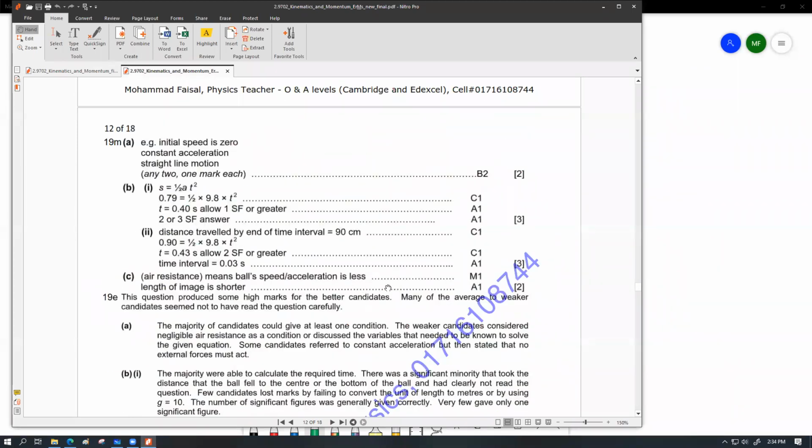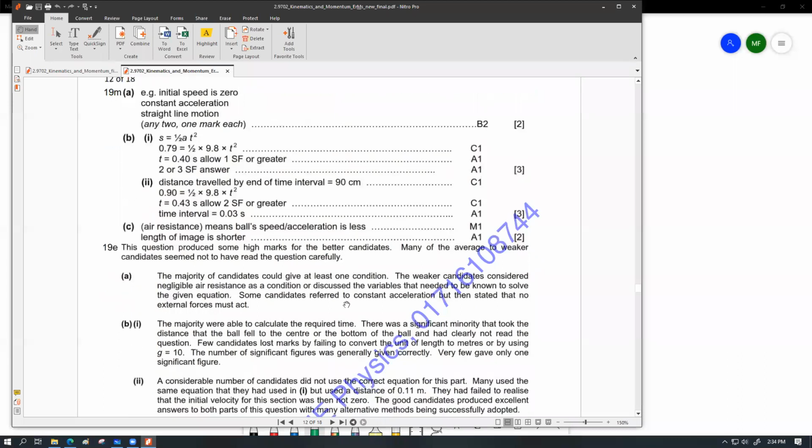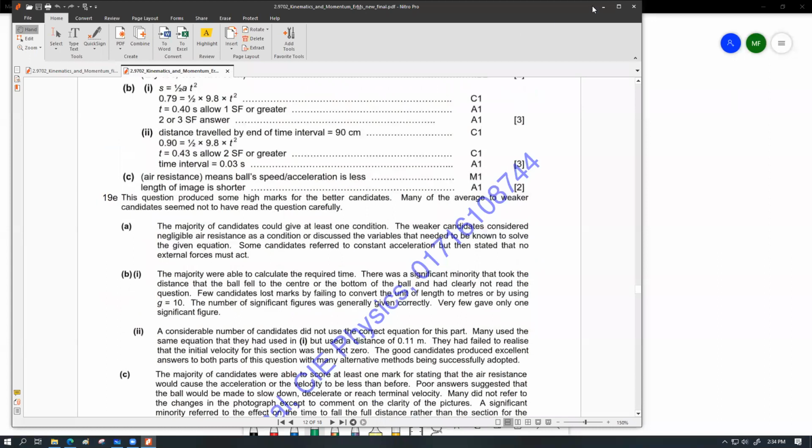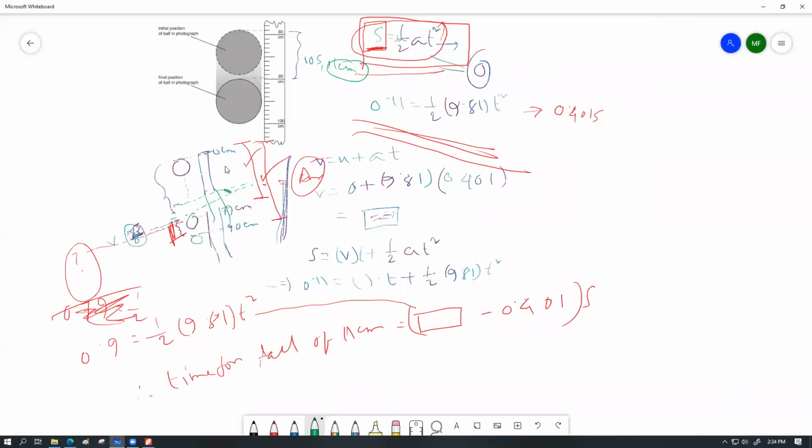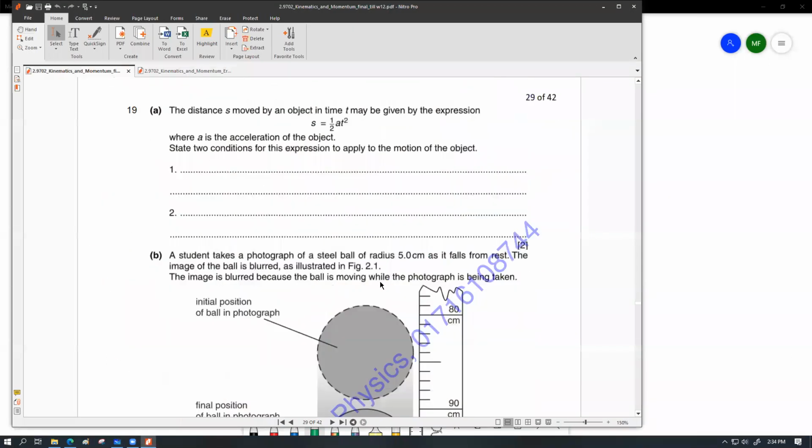Resistance means ball speed or acceleration is less, so the length of the image is shorter. They are only mentioning one reason and one answer, but I actually gave you two different things. Okay, I think I was wrong in reading the question. I'll let you read the question again.